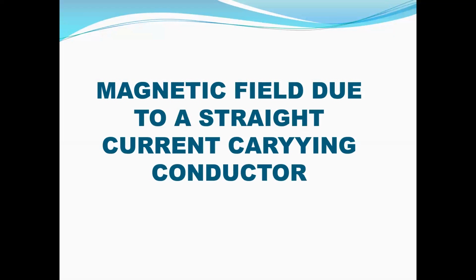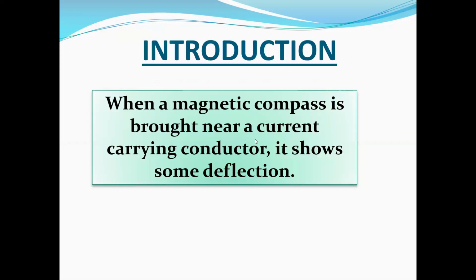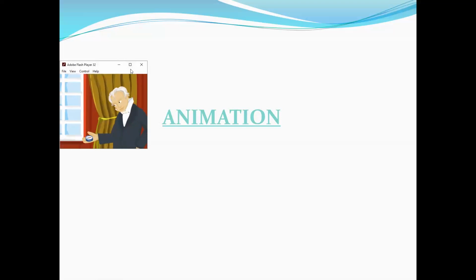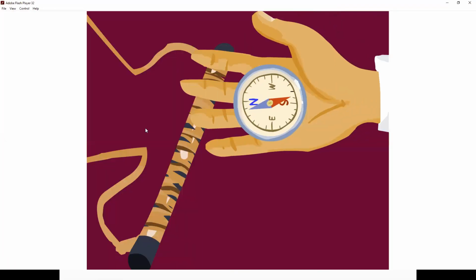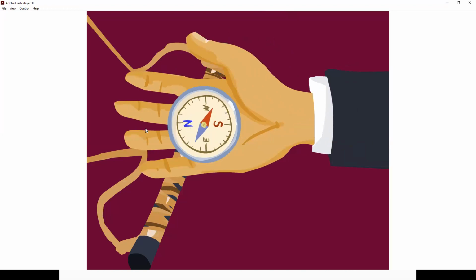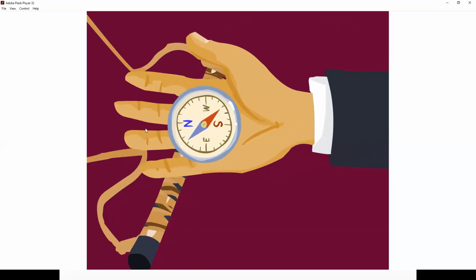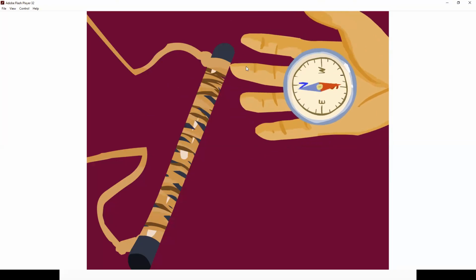Electromagnetism is related with magnetism due to current. So it was discovered that if you bring a magnetic compass near a current carrying conductor, you will see a deflection. In 1820, Ørsted discovered that the current passing along a wire deflected a magnetic needle, which indicated that a current produces a magnetic field.